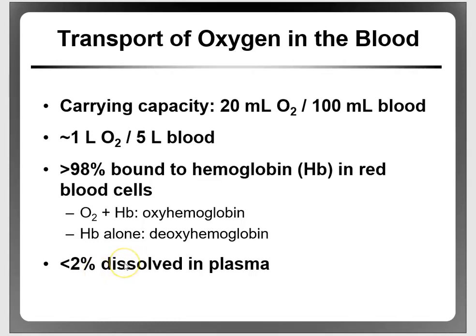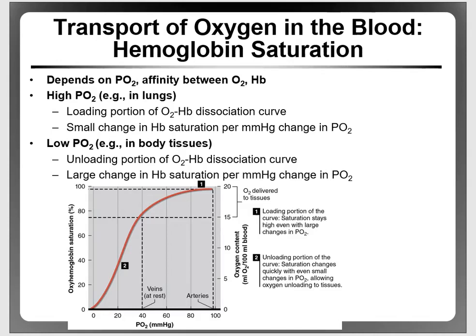All right, so one other thing to point out is when oxygen is actually attached to those hemoglobin molecules, it's called oxyhemoglobin. When oxygen is not present, it's called deoxyhemoglobin. So just wanted you to be familiar with those terms. All right, so now we're going to get into this saturation. What you're going to see is what's called the oxyhemoglobin dissociation curve.